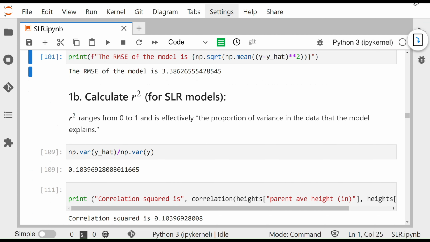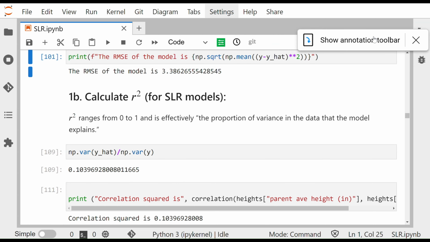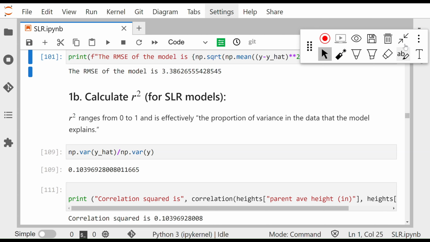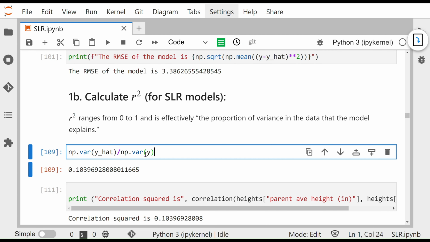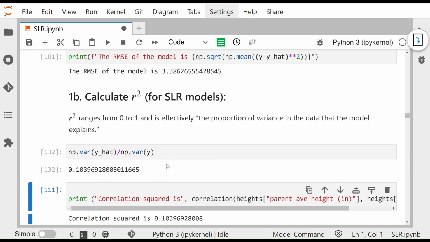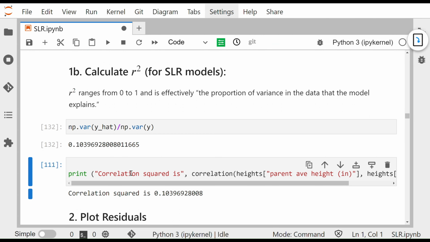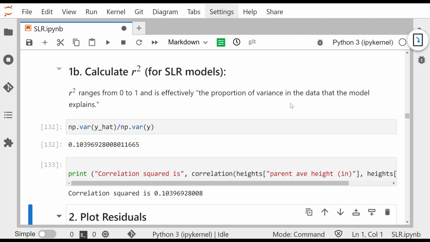If I just calculate, and this is not a proof, I'm just going to show you mathematically how these are equivalent. If I calculate the ratio of the variances in my prediction, the y hat, to the variances in the original data, I get 0.103. That's exactly equal to my correlation squared. So correlation squared is a useful metric in helping us understand the proportion of variance in the data that the model explains.